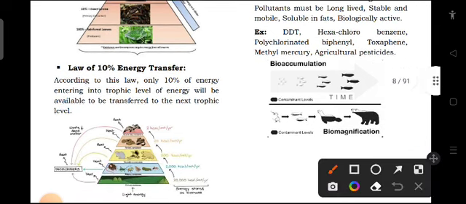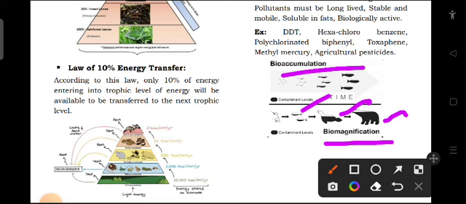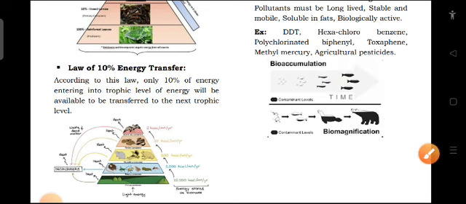This is bioaccumulation and this is biomagnification. It is increasing the pollutant level in further trophic levels. Bioaccumulation is also increasing, but in different species. Concentration is increasing only through water.